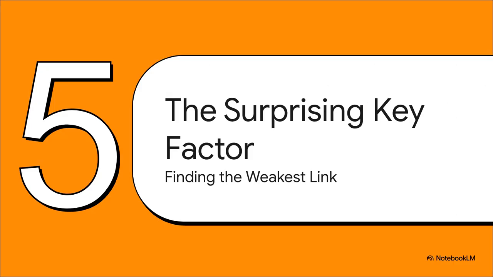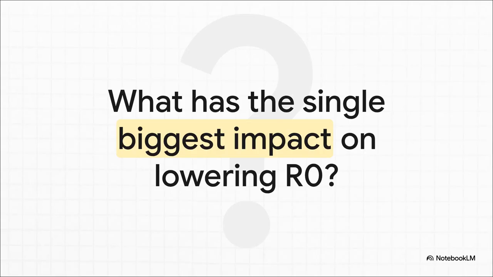Okay, so now that the model's built, we can start playing with it. We can use it to figure out which specific action will have the biggest impact on getting that R0 number down. And I gotta tell you, the answer might not be what you think. So think about the two most common strategies, right? Deworming the dogs and vaccinating the sheep. They're both super important, no doubt. But the model lets researchers ask a much more precise question. Which single action gives us the most bang for our buck when it comes to lowering R0?